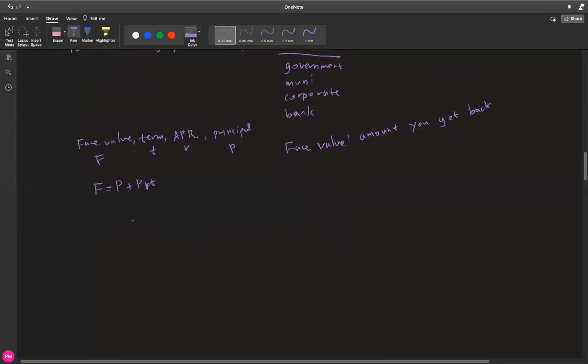So in this case, the face value is defined as P plus PRT, and we know that PRT is obviously the interest. And using some simple arithmetic, we should be able to find that this is actually the same as F equals P times 1 plus RT.